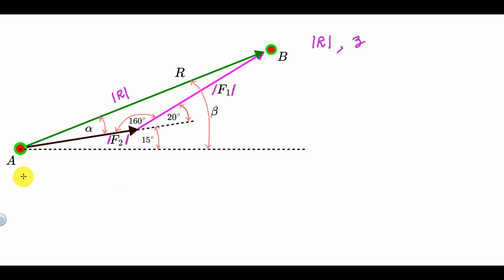From the law of cosines, it follows: the intensity of R squared is equal to the intensity of F1 squared, that is the intensity squared of this side, plus the length of this side squared, and that's actually F2 squared, minus 2 multiplying the intensity of this side, or the length of this side, multiplying the length of this side, multiplying the cosine of the angle between F2 and F1. And this angle is 160 degrees.